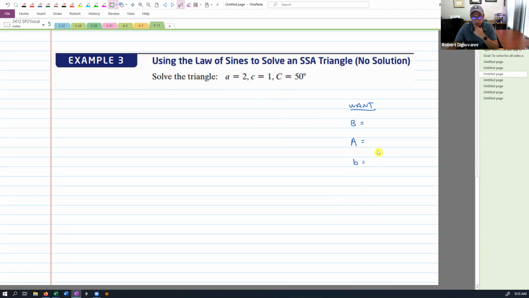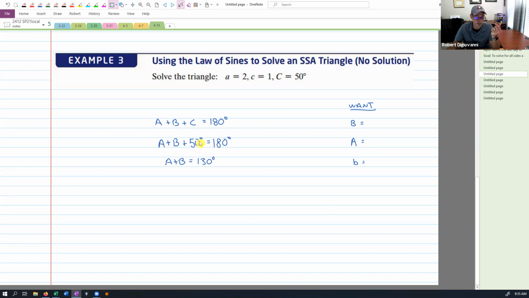So what do y'all think? Can we figure out what A and B are just by subtracting? Would you do 180 minus 50 and then divide by 2? Well, that would mean that A and B would have to be the same. There's nothing that says they have to be the same. What we know is this: A plus B plus C must be 180 for all triangles. If C is 50, then A plus B has to be 130 if I subtract 50 on both sides.